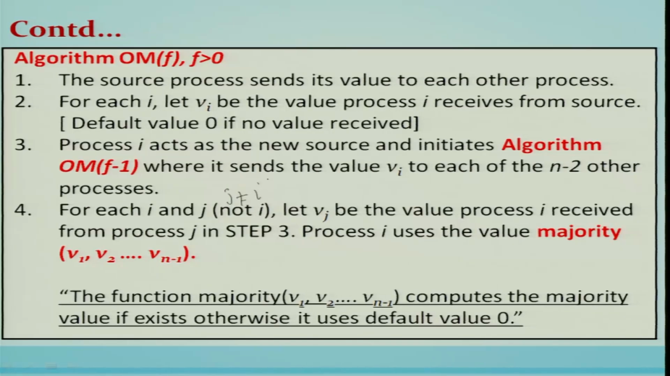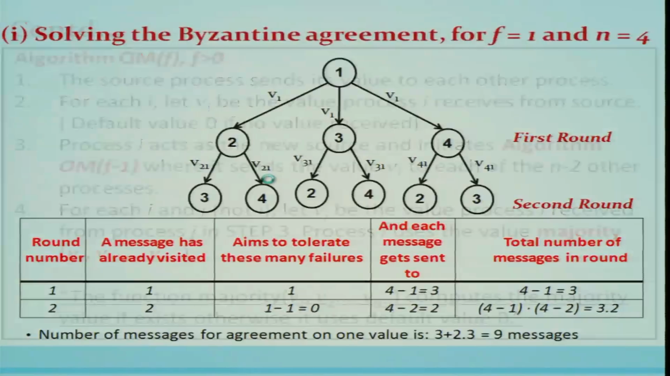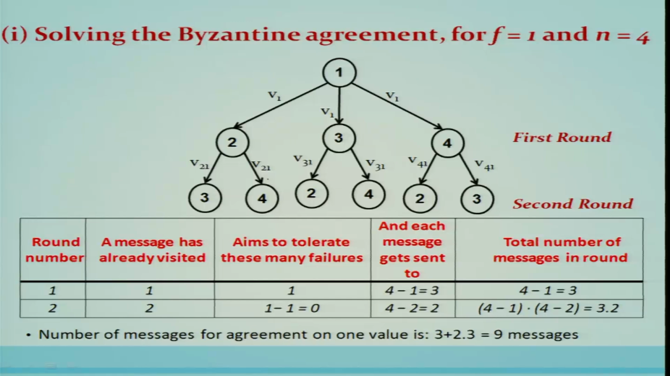So this majority function is application dependent, but basically this is the algorithm which is applied under the Byzantine fault model and under the synchronous communication system model. As we have seen, f is equal to 1 and n is equal to 4, and the same algorithm we have applied in the previous slide.